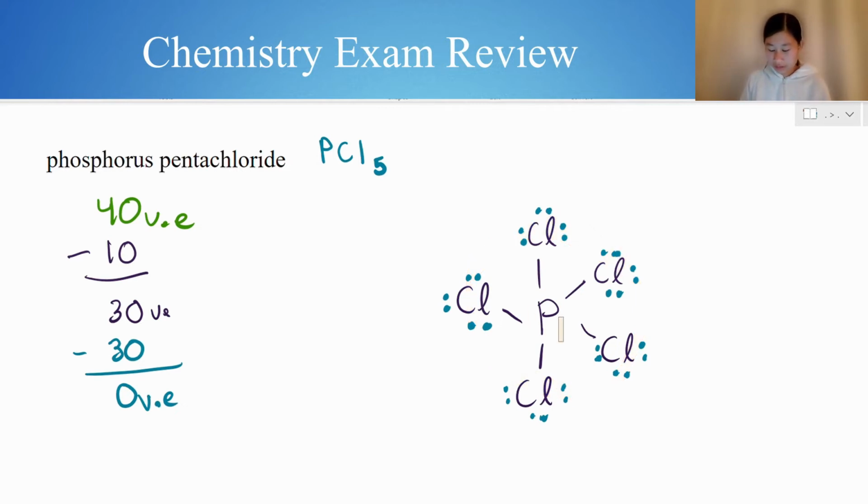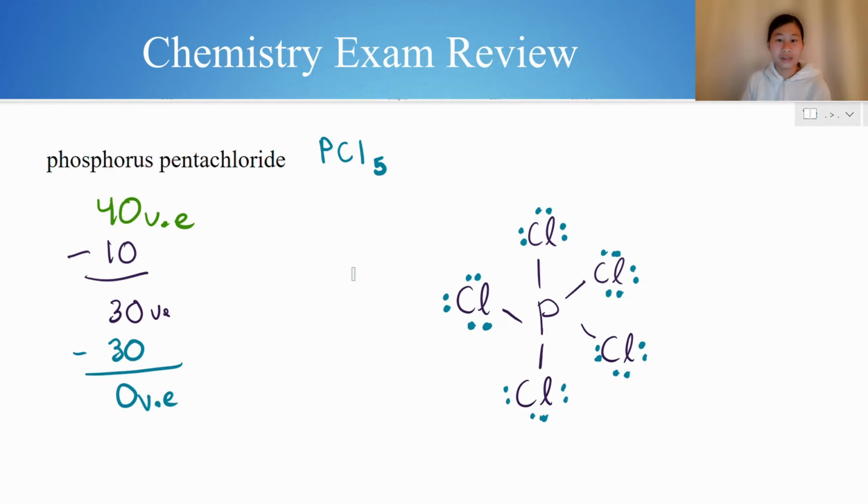This phosphorus in the center has 10 valence electrons because it made 5 bonds. And we know that's okay because phosphorus is an element that can have an expanded octet, meaning that it has more than 8 valence electrons. Alright, so this is the structure for PCl5.